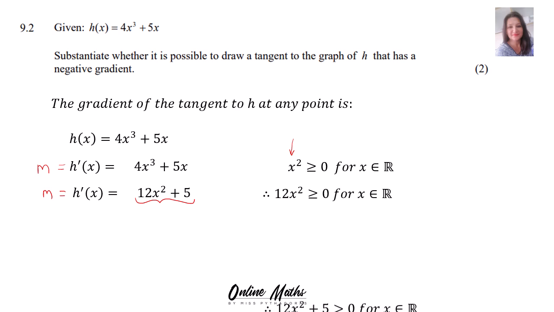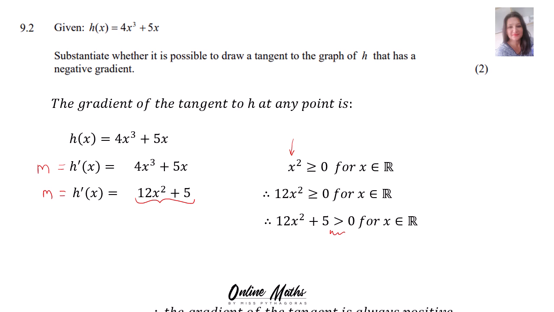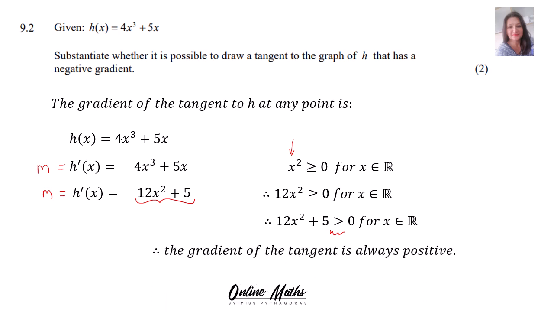And then when you add a 5, this thing is still greater than 0. Stop. Not equal, only greater, because of 5. 5 is greater than 0. So there, in fact, this is the answer. The gradient of the tangent is always positive for 2 marks.